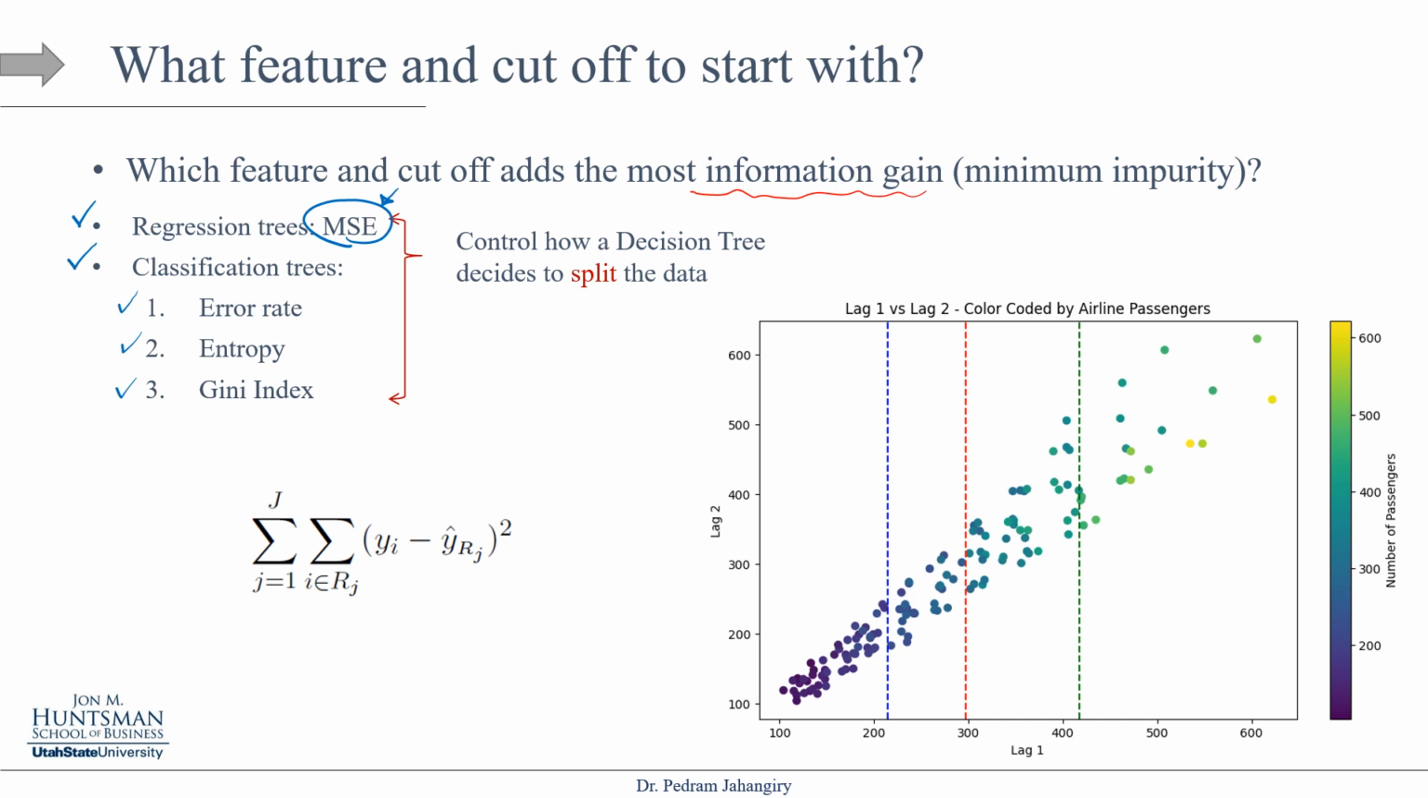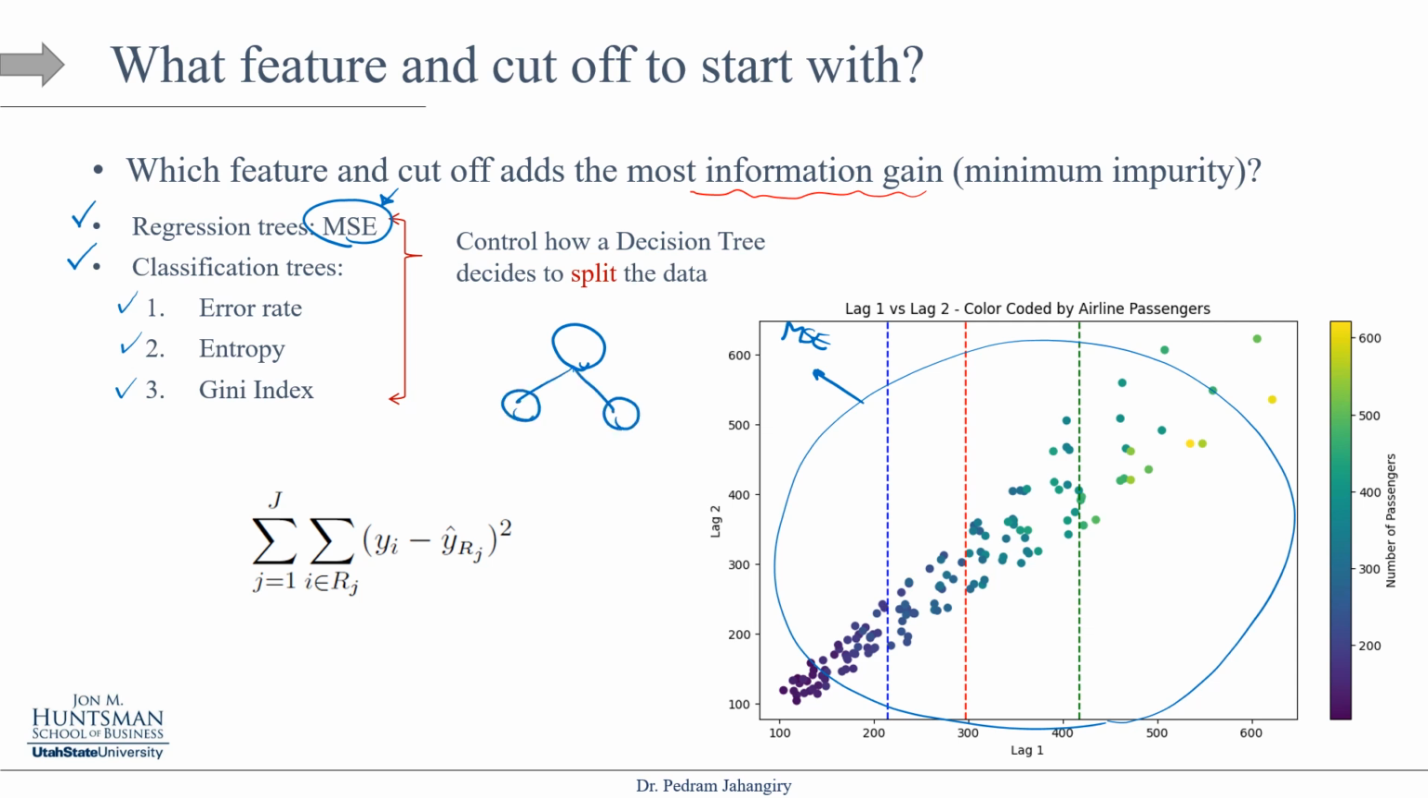So what do we do? Imagine we have the entire data in one region. This is where we start, the beginning of a tree. We can go ahead and calculate the mean squared error, which we can call the total mean squared error. Then you're going to go down the tree. You want to decide where to put the split.